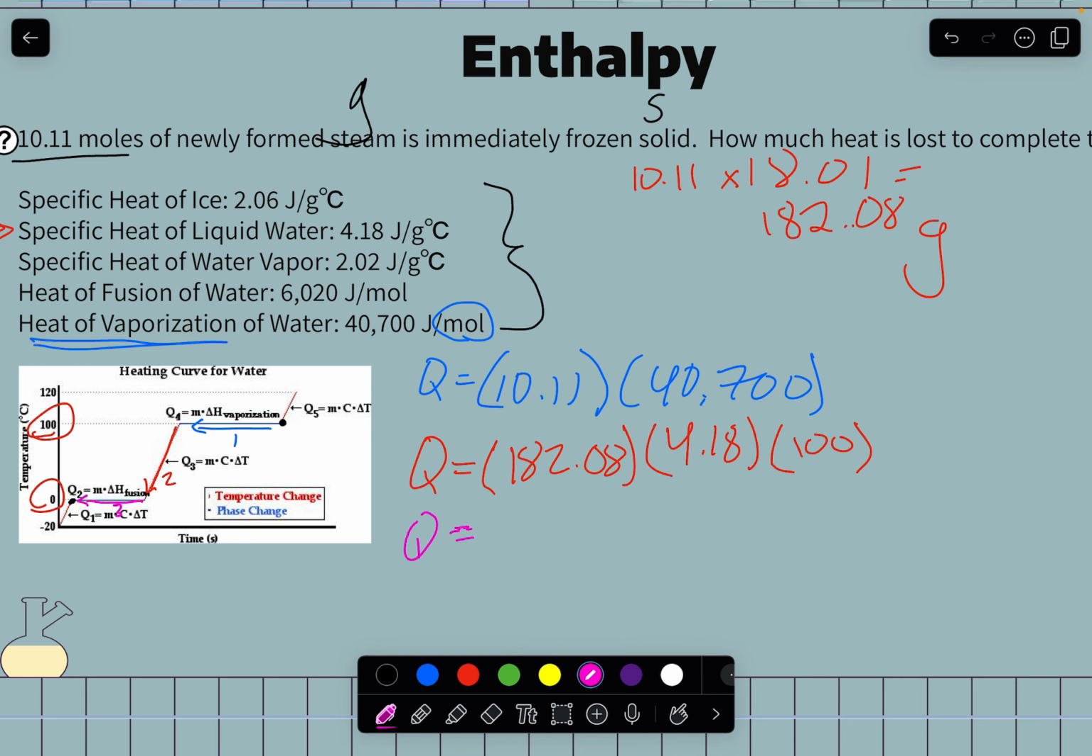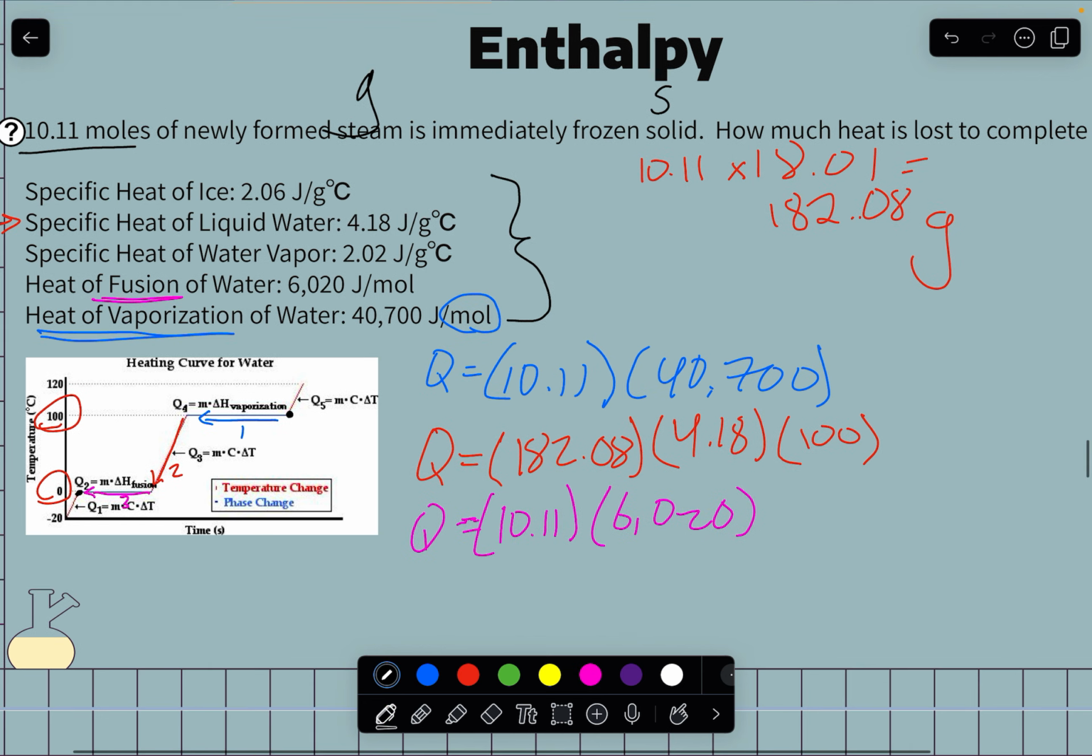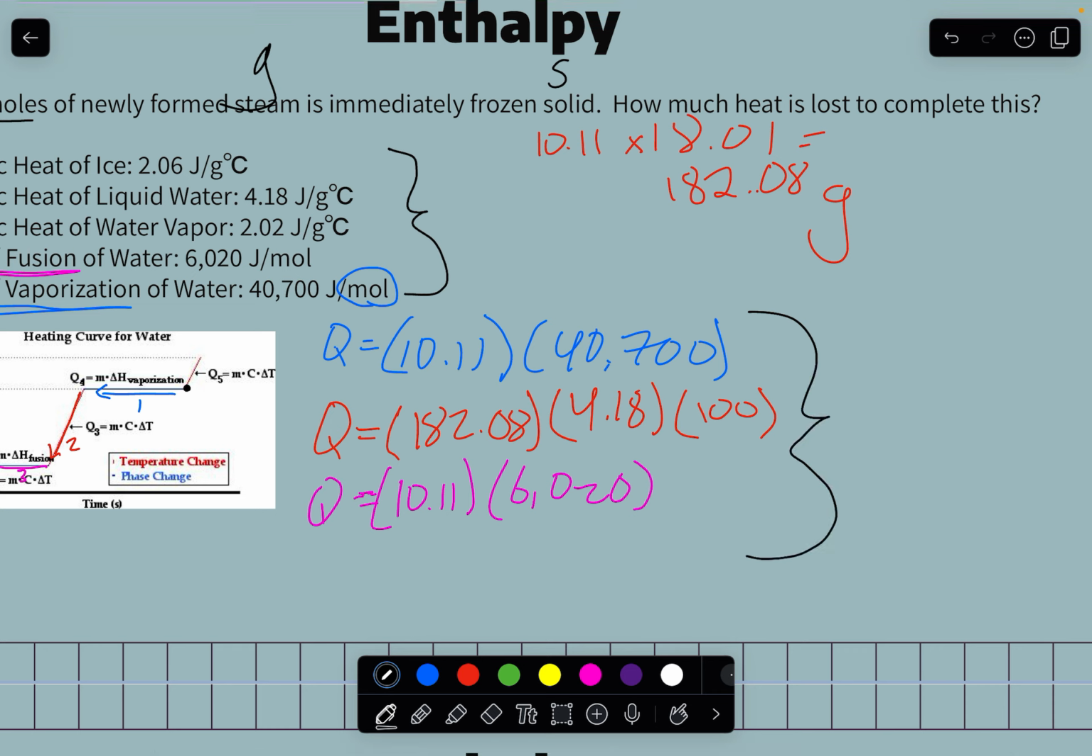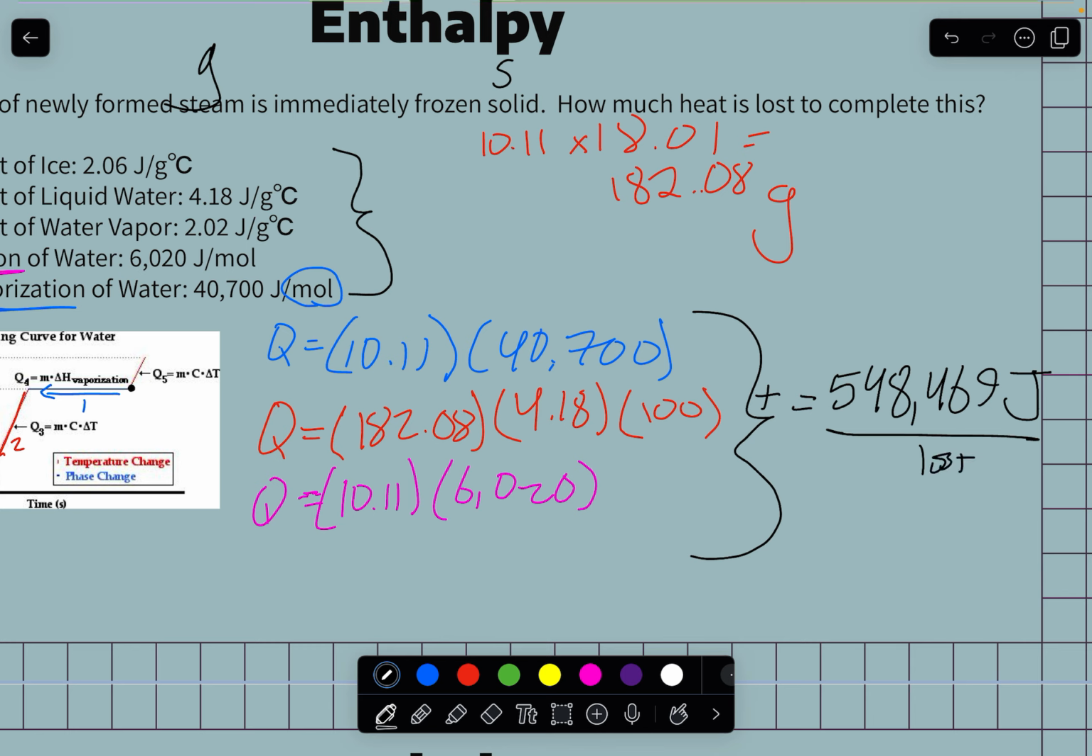So our m delta H, we're going with moles again, 10.11 moles. And then for delta H here, we're doing it for fusion. So that's our 6,020. Okay. And if we do the math, we add these all together. So figure those out, then add them together. We get 548,469 joules. So it's that many joules lost, or you can represent it as negative 548,469 joules for Q.